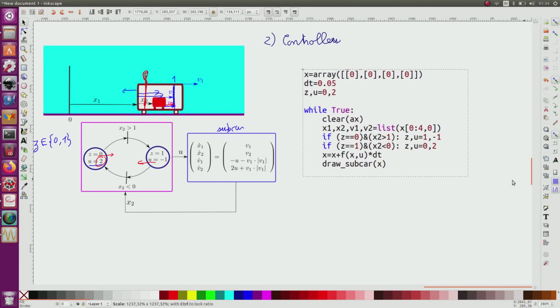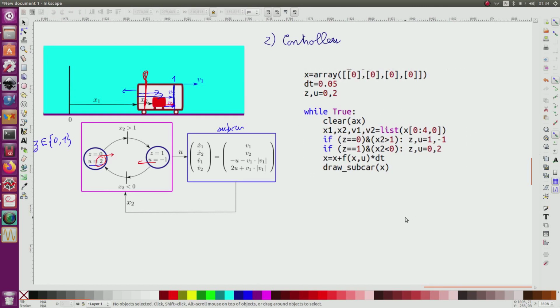So I will consider the following Python program with the implementation of my controller. So the controller is given here. I extract from x my variable, and here I have introduced a new state variable for the controller, z, which is either 0 or 1. So at the beginning, z equal to 0, and u is also equal to 2, as suggested here.